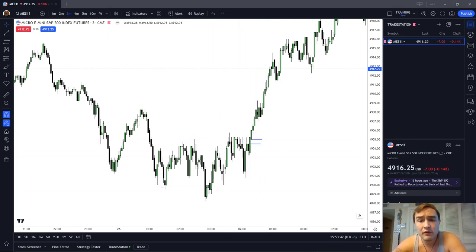A prerequisite to using the breakaway gap is you first have to know what is a fair value gap. I have videos on how to identify the two types of fair value gaps, the buy side imbalance, sell side inefficiency, and the sell side imbalance, buy side inefficiency.